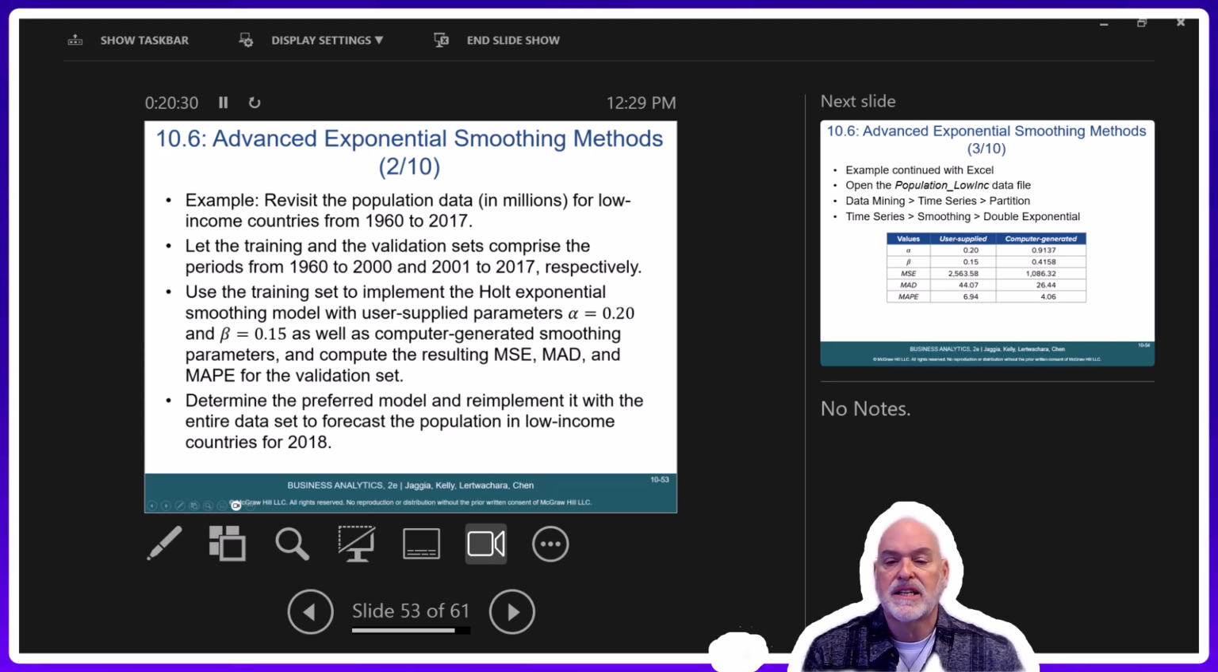Example: revisit the population data in millions for low-income countries from 1960 to 2017. Let the training and the validation sets comprise the periods from 1960 to 2000 and 2001 to 2017, respectively. Use the training set to implement the Holt exponential smoothing model with user-supplied parameters, as well as computer-generated smoothing parameters, and compute the resulting MSE, MAD, and MAPE for the validation set. Determine the preferred model and re-implement it with the entire data set to forecast the population in low-income countries for 2018.